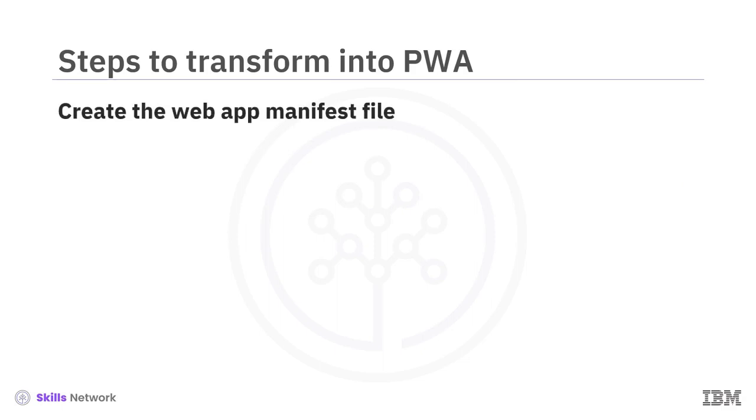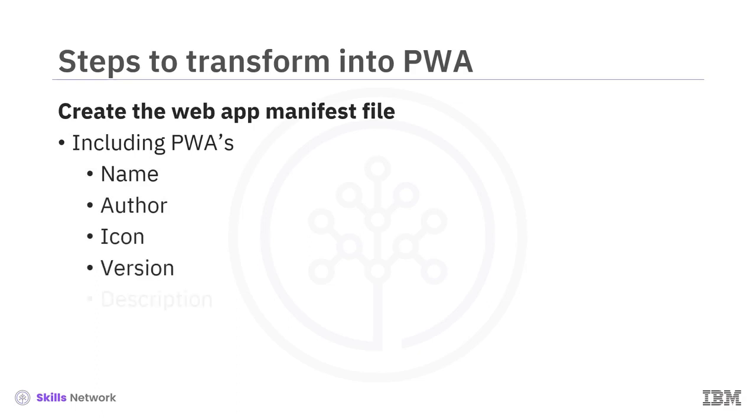The second step is to create a web app manifest file. It is essentially a JSON file that contains information about the PWA, including its name, author, icon, version, and description. The manifest also lists all of the resources that the app requires to function correctly. When a web browser connects to a network, it scans the manifest file and downloads all necessary resources. These resources are then cached locally, allowing the browser to use the PWA even when no network connection is available.